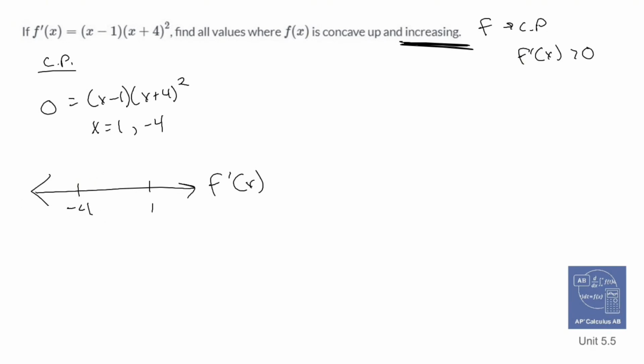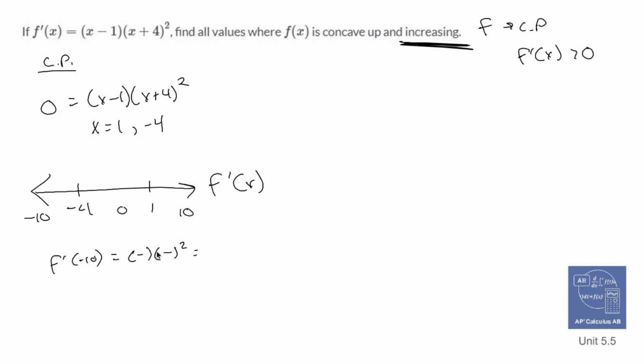So what I can do is I can plug in negative 10, I can plug in 0, and I can plug in regular 10. So f prime of negative 10 is going to have me doing, and this is what I'll do, I don't care about the numbers. I care about whether it's positive or negative. So this will be negative 10 minus 1 is a negative number. Negative 10 plus 4 is also going to be a negative number.